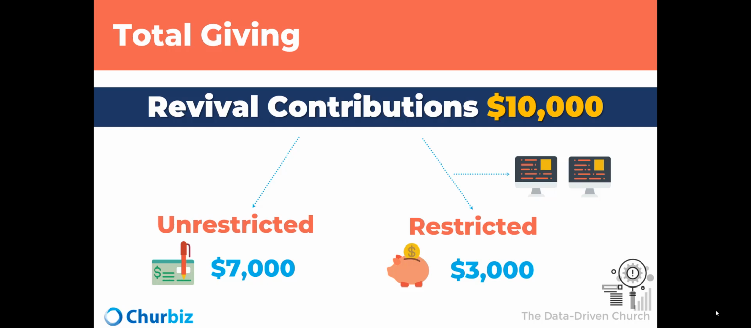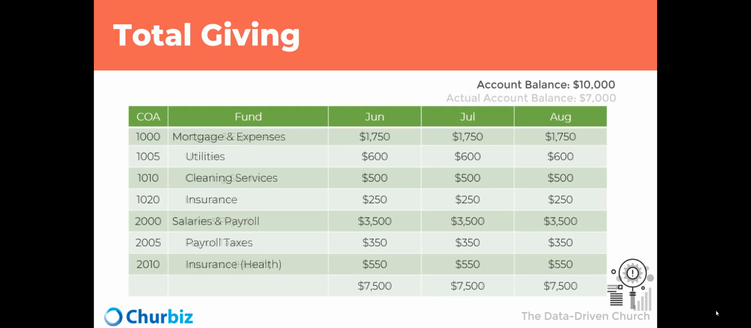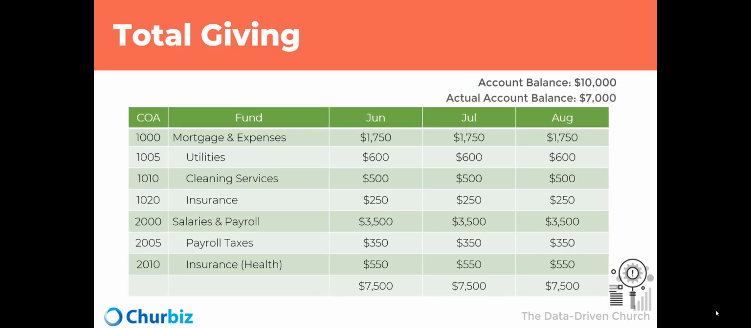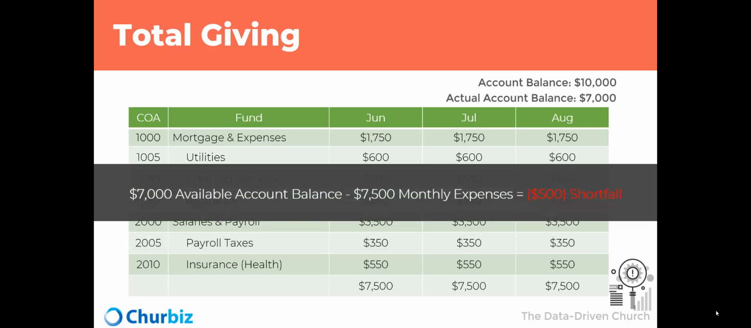Now you may be asking yourself, but why is knowing that so important? And here's the reason why. Let's say that your church budget for this month was $7,500, meaning that you needed $7,500 to pay all of the church expenses. If you're just looking at that $10,000 sitting in the bank, then you might be thinking to yourself that the church is in good shape. But because $3,000 of that income is designated and restricted, the church is actually short $500, which means that the shortfall will have to be made up somewhere else.